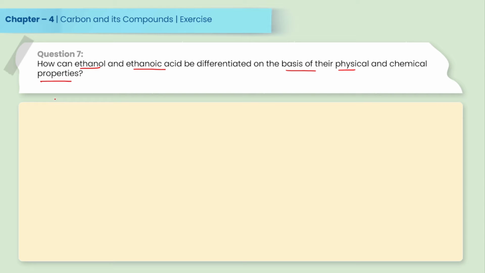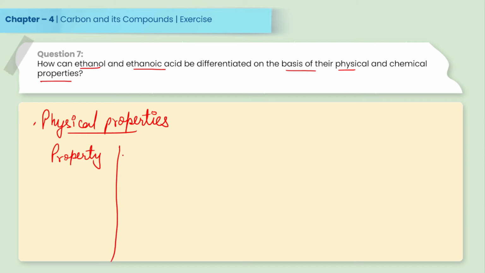First of all, let us differentiate them on the basis of their physical properties. We'll differentiate them in a tabular form, and in the table, in the first column, we'll write the property on the basis of which we are differentiating them. In the second column, we'll write the properties of ethanol. And in the third column, we'll write the properties of ethanoic acid.